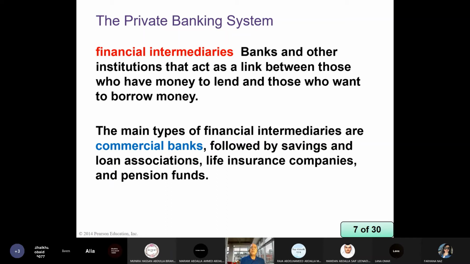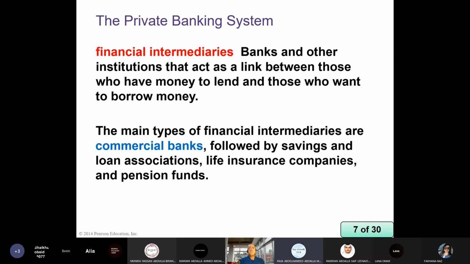So I have extra money, I will keep it in the bank, and the bank will use this amount of money to lend to others. So the bank is a link between those people who have extra money and other people who need some money to meet their needs.